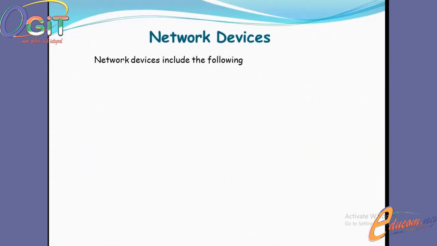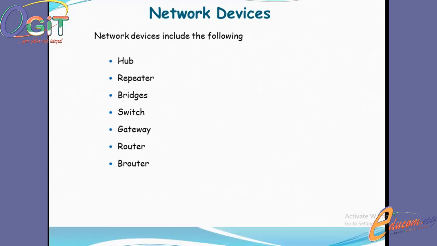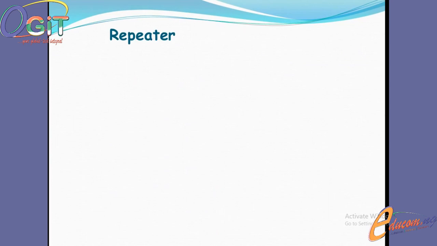Now, what are the network devices we have? Network devices include the following: the hub, the repeater, the bridges, the gateway, the router, and the broadcast. Now we're going to talk about the repeater.